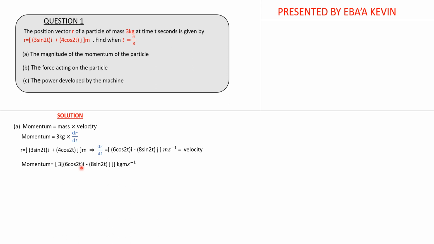You have to go and replace everywhere you see t with pi divided by 8. Okay, so doing that, we are going to obtain... First of all, multiply the 3. You can multiply 3 times 6, you get 18, and multiply 3 times negative 8, you get negative 24, like this.